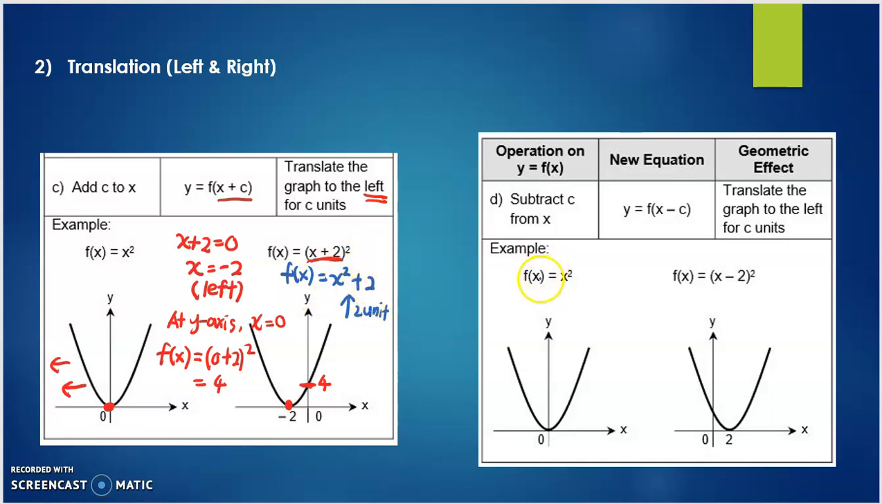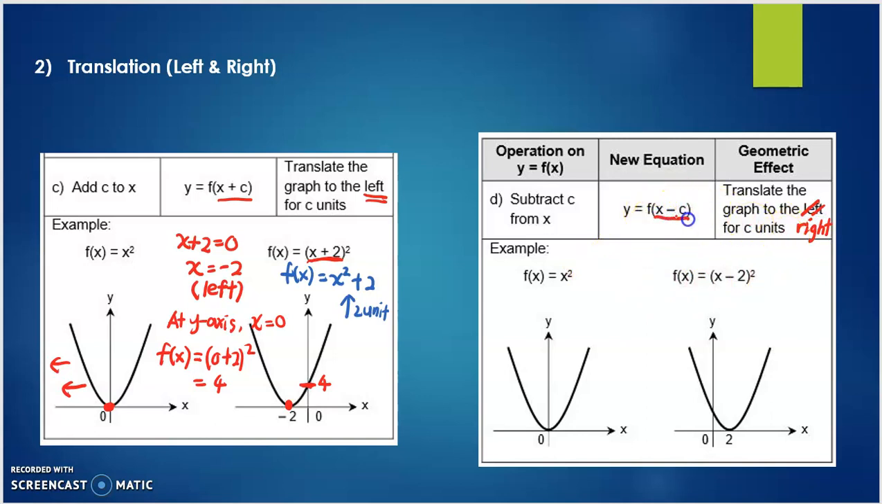We move on to D. Next, we look at this example. Let's say we subtract c from x. The new equation will become y equals f(x minus c). So the graph is translated to the right by c units. How are we going to know it translates to the right?